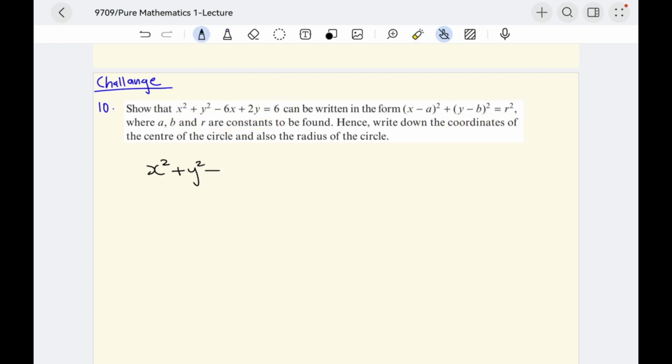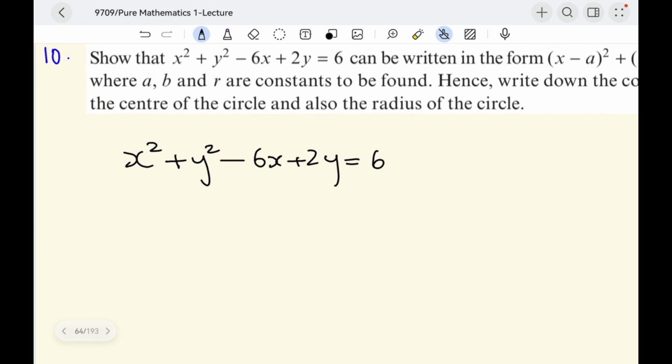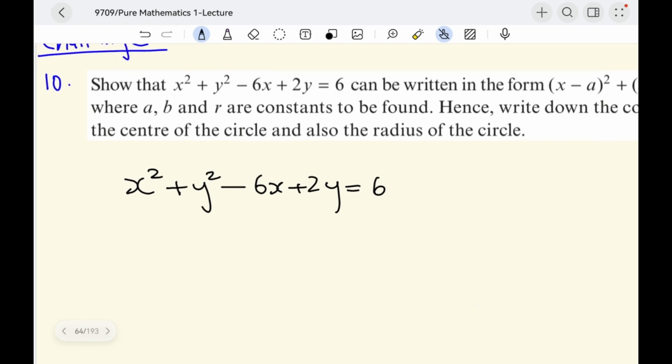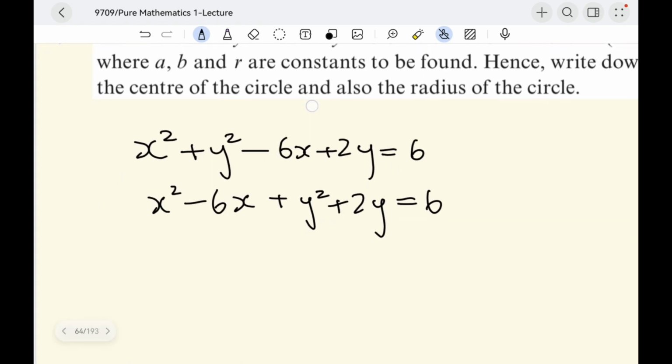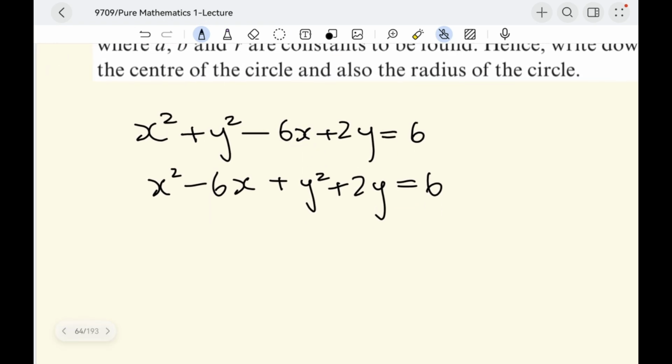Okay, so for now I will write this first. First step, group the x terms on the left hand side, and the y terms on the right hand side. Second, how do we factorize into this square form? Okay, so remember, the next step is to use completing the square.